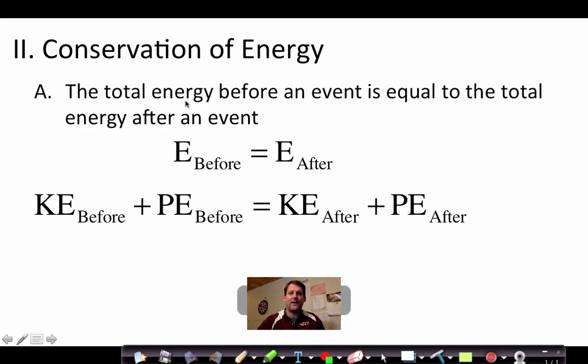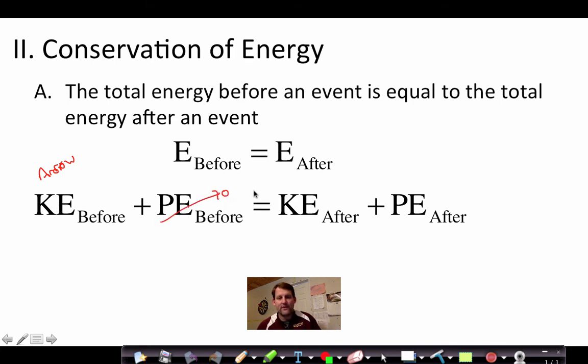So on this slide, we're going to get a little more mathematical. The conservation of energy really boils down to this first equation: E before equals E after. And for our arrow, what that means is that the kinetic energy plus the potential energy before is equal to the kinetic energy plus potential energy after. So the total energy before is equal to the total energy after. These sums are always the same. Now, the amount of kinetic and potential can vary, but the total before has to equal the total after.